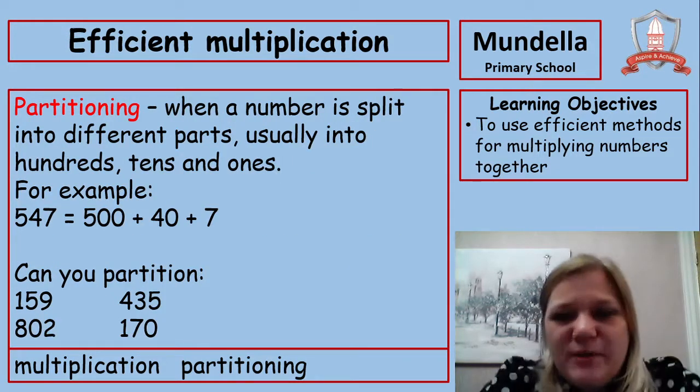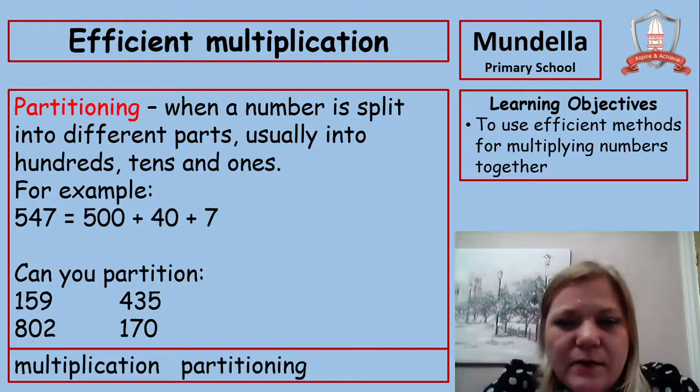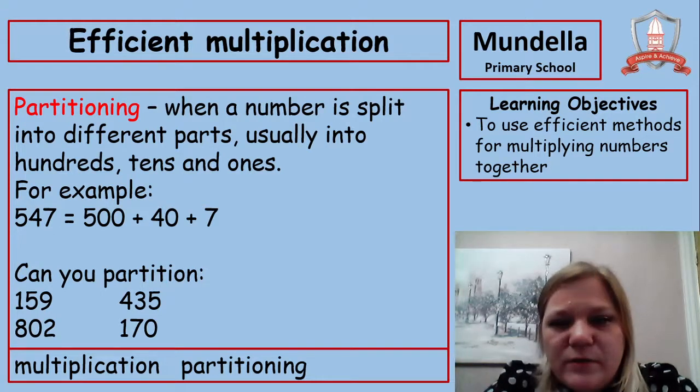Now, partitioning, we were getting pretty good at this. Remember, that's when you split a number up into hundreds, tens and ones. We actually did thousands as well, didn't we, in Year 4? So you would have 547, which equals 5 hundreds, 4 tens, which is 40, and 7 ones. Just pause the video now and see if you can partition the numbers at the bottom of the slide.